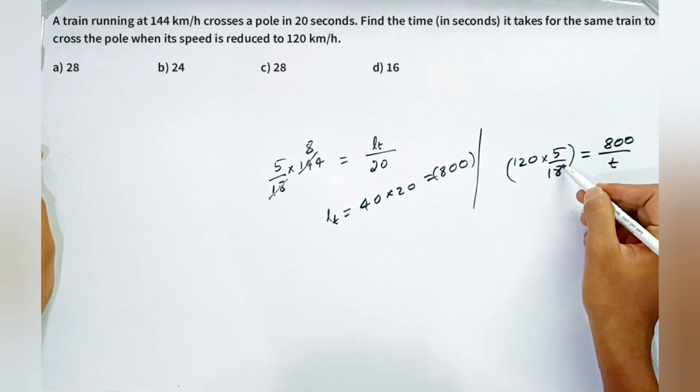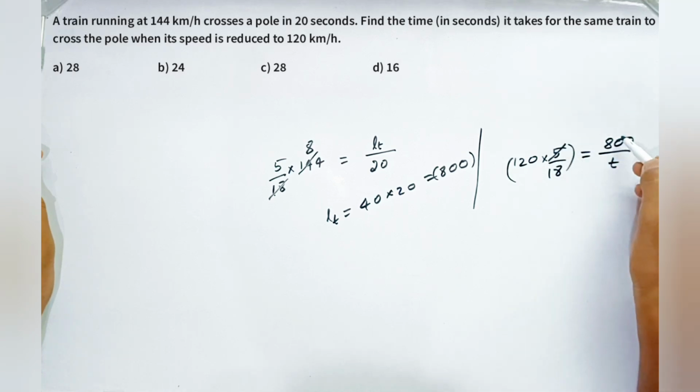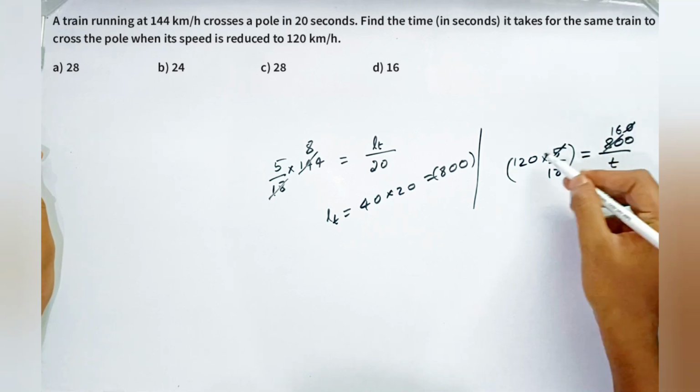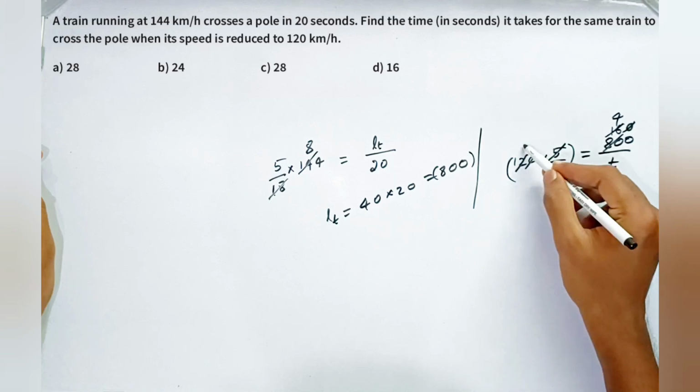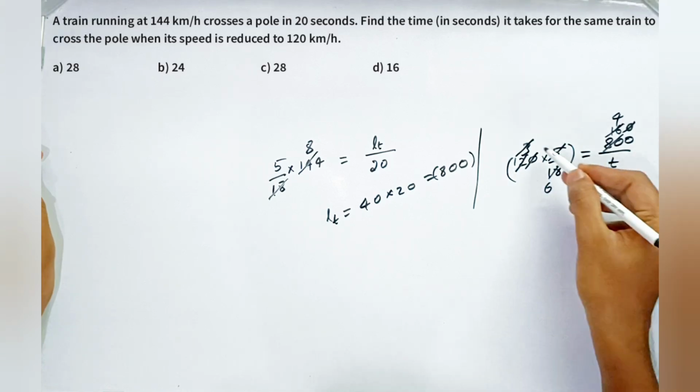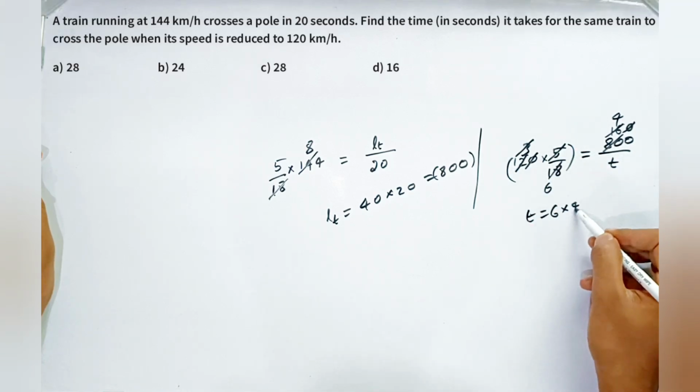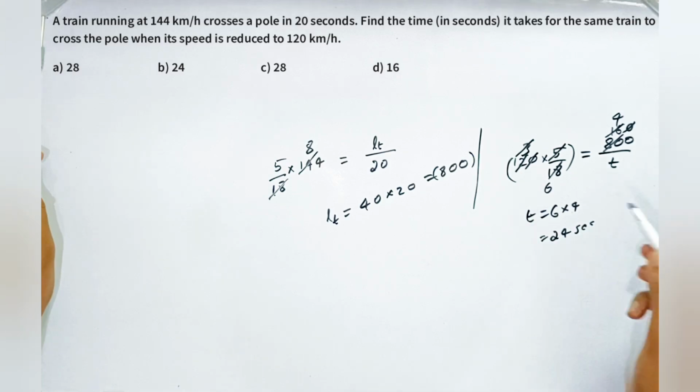Okay, and after calculation, 8 ones 8, 160, the zeros cancel, 4 fours 4, 3 ones 3, 3 sixes. So time is nothing but 6 into 4, 24 seconds. So 24 seconds is the answer.